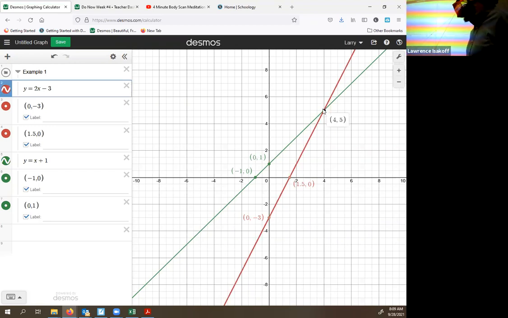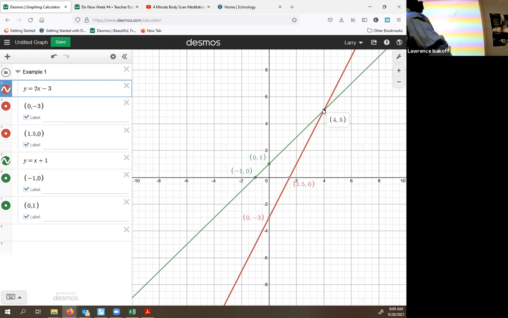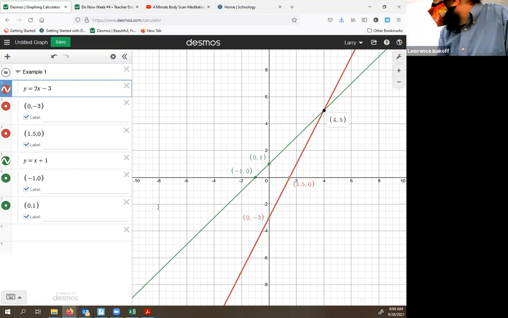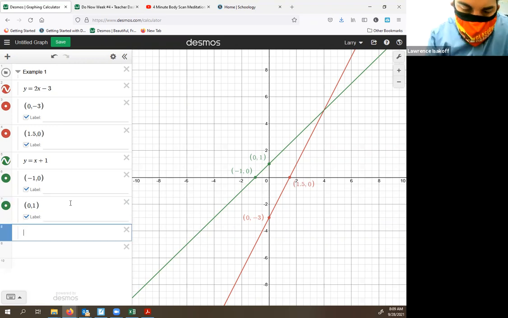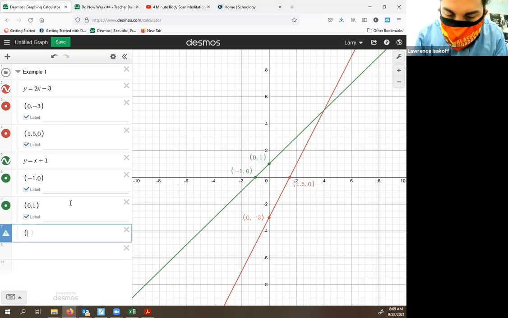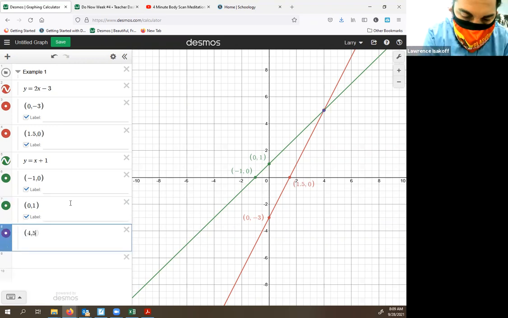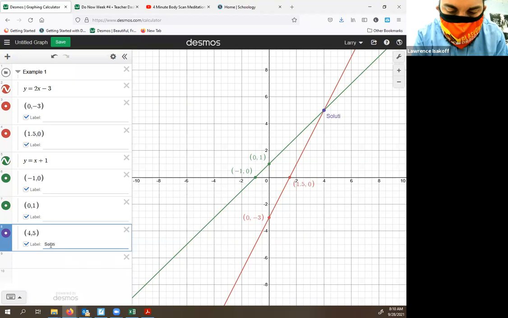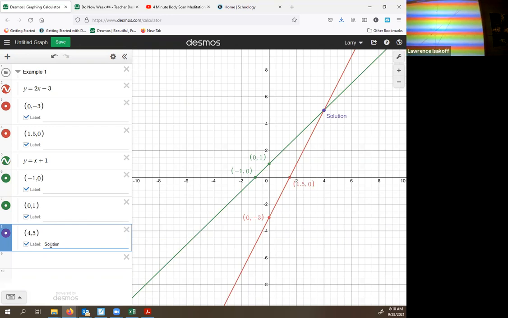Now, where they cross is 4, 5. So what I'm going to do is go 4, comma 5, and I'm going to label that as the solution. That's how I can do example 1 in Desmos.